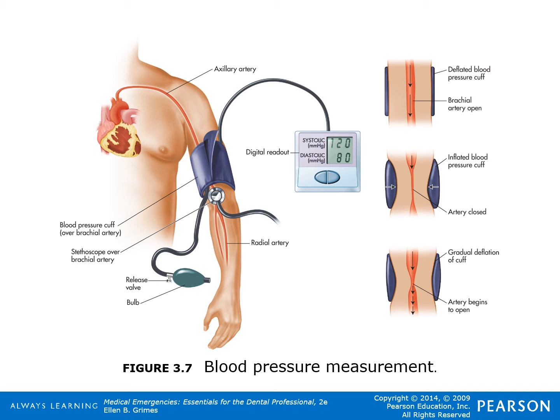You can see here the axillary artery coming from the aorta in the heart and coming down. It's the brachial. It's going to split into the radial artery and another artery, and right there at the brachial artery is where you're going to be taking the blood pressure.